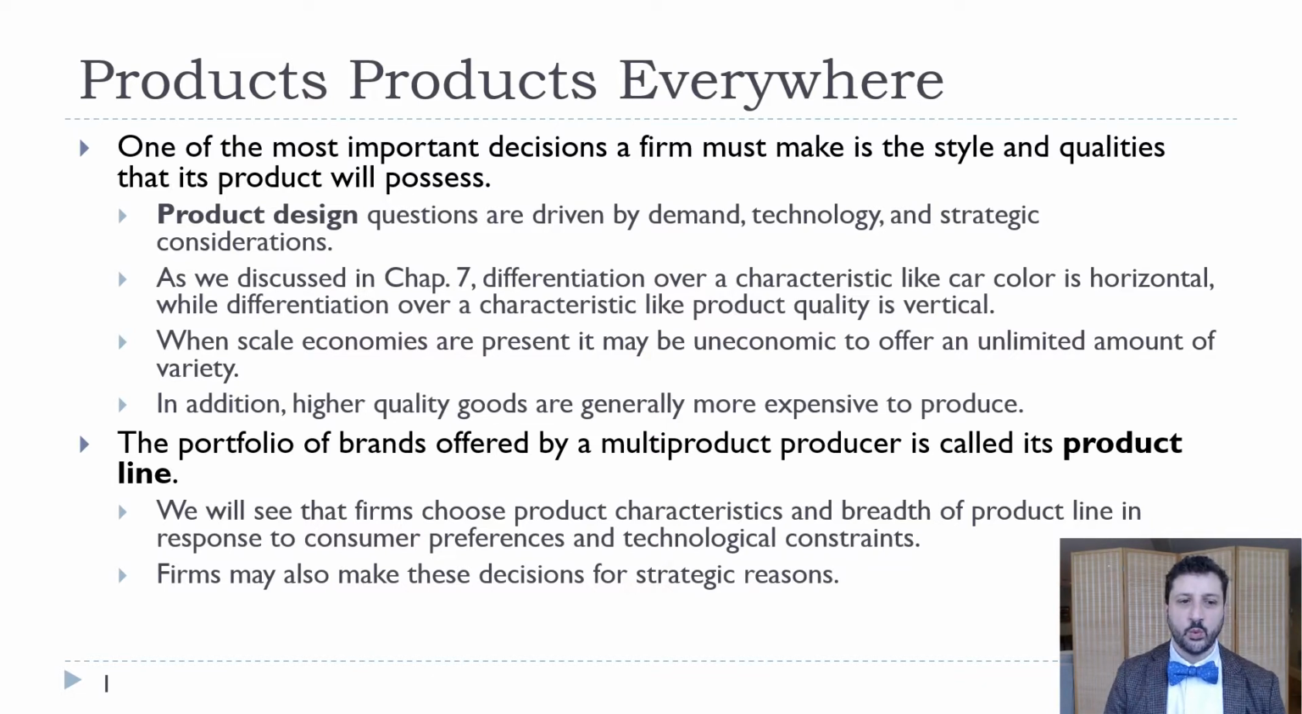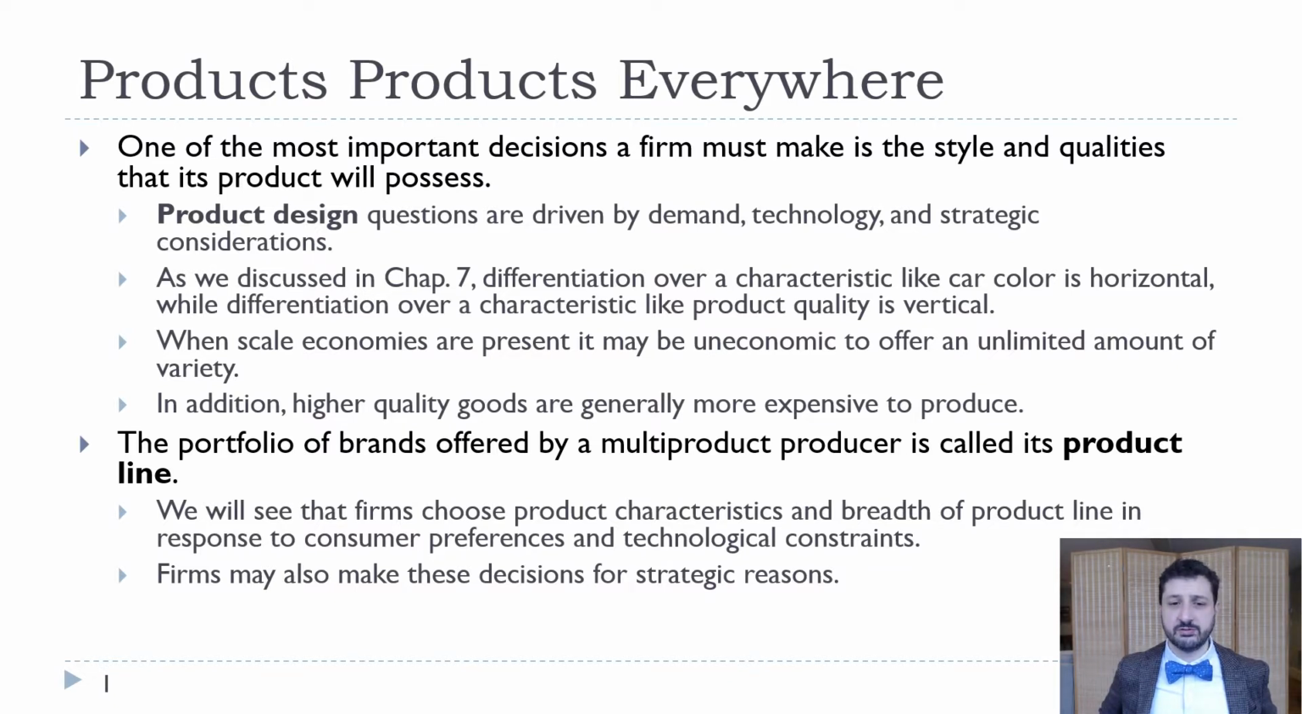So when scale economies are present, it might not make sense to offer an unlimited amount of variety, right? So if you think about car companies, they'll often offer cars in 4 or 5 colors, but they're not going to offer it in unlimited colors because it would be too expensive to do that.